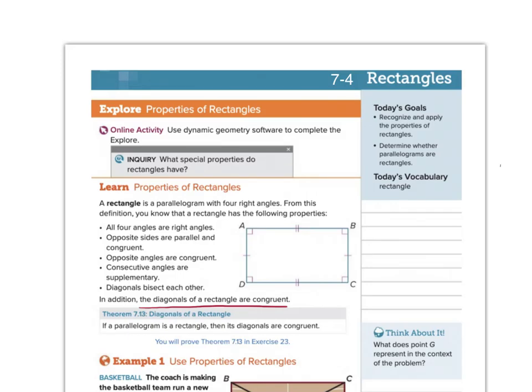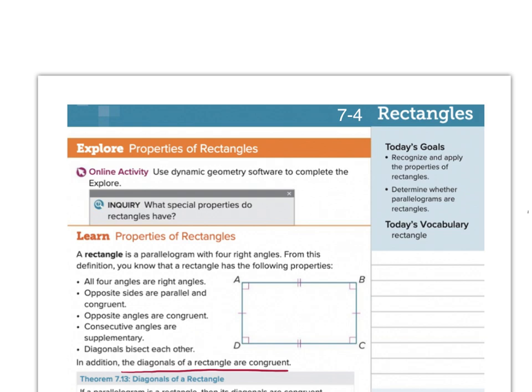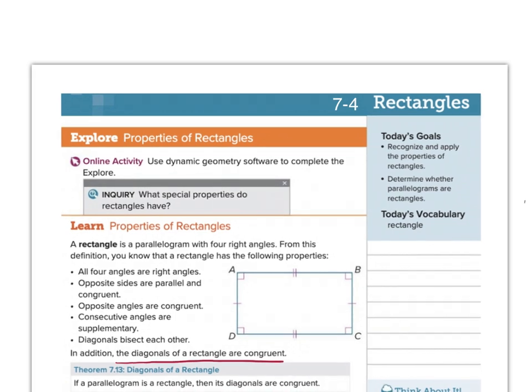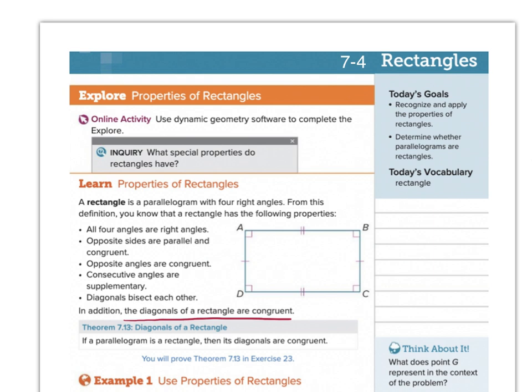So now continuing on with parallelograms, we have a special parallelogram called a rectangle. All of the same rules apply as a parallelogram, but a rectangle has something that makes it special: it has 90-degree vertices. So in a rectangle, all of my corners are going to be 90 degrees. That makes it a rectangle.